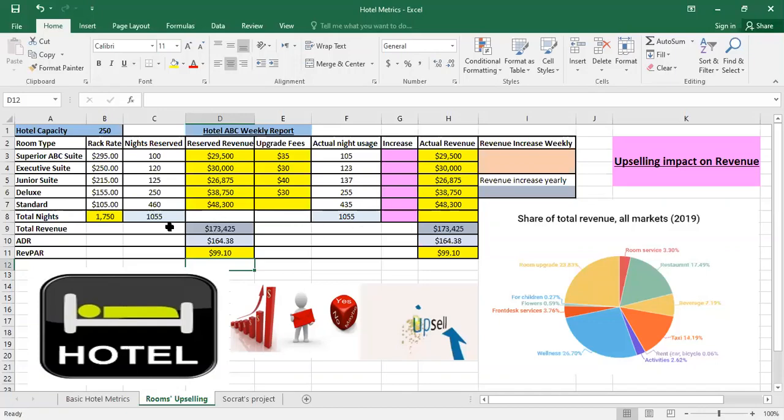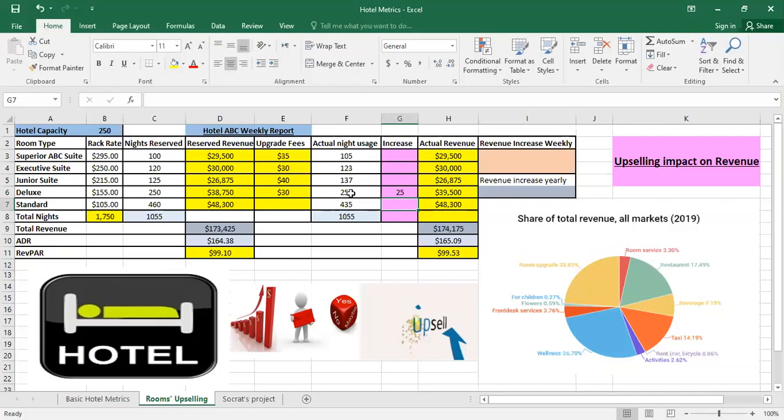And in order to see the impact of upselling only, we have the same room nights. However, what changed is the availability, and the booked according to different categories. So as you can see, standard rooms, 460 were booked. However, actually, there were 435. It means the difference was upgraded to deluxe. So it's 460 minus 435.